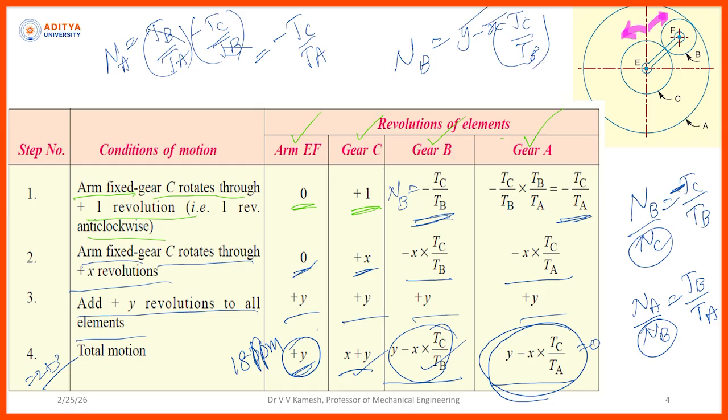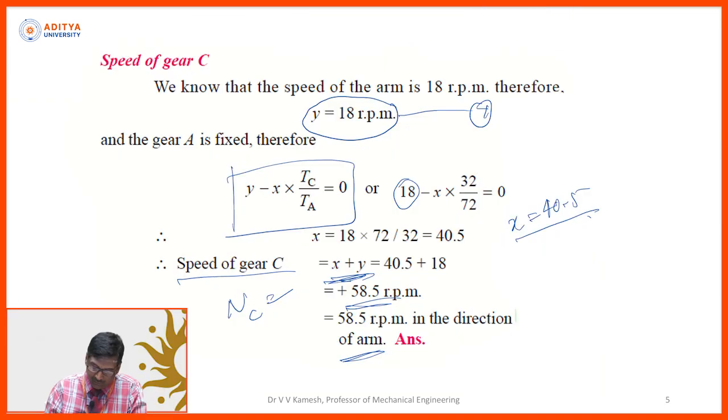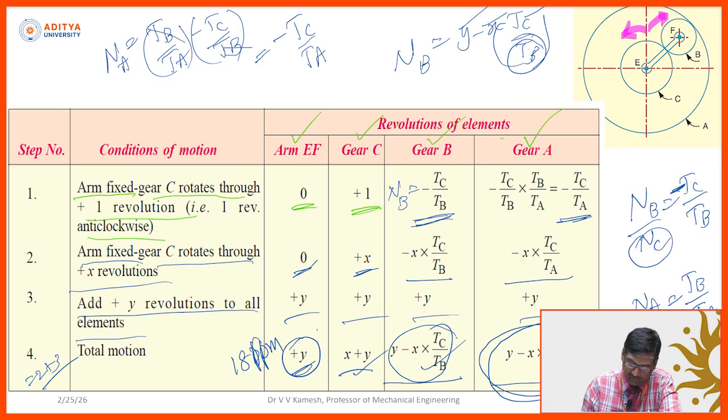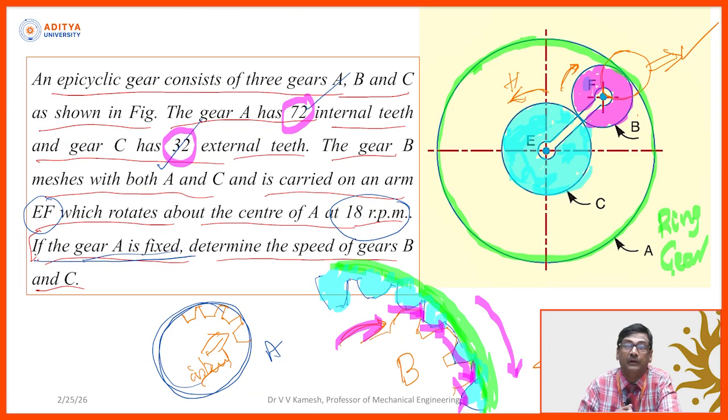y is given, x is given, Tc is given, but Tb is not given. So the number of teeth on gear B I need to find. So what is the relation? The relation we need to identify from the diagram itself. So what's in the diagram? You can see in the diagram, you will look here.